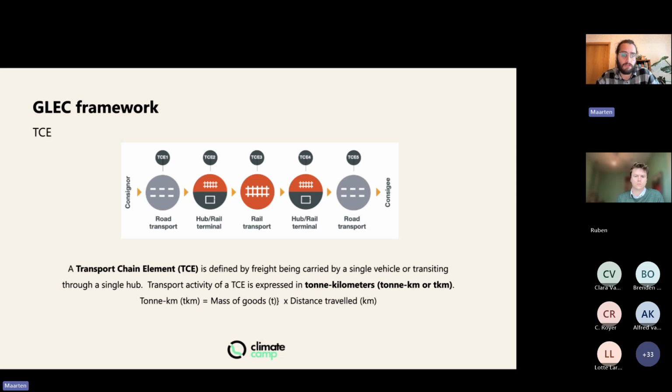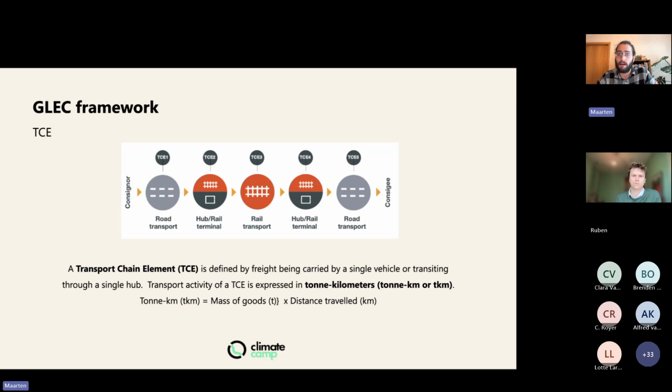But we also have to take into account the hubs where the container, for example, is moved from the truck to the train and from the train to the truck again, which also need to be taken into incorporation. Here we are talking about a transport chain element. So it is defined by a freight being carried by a single type of vehicle or transiting through a single hub. So one part is a road transport, one part is rail, one part is a hub, for example.